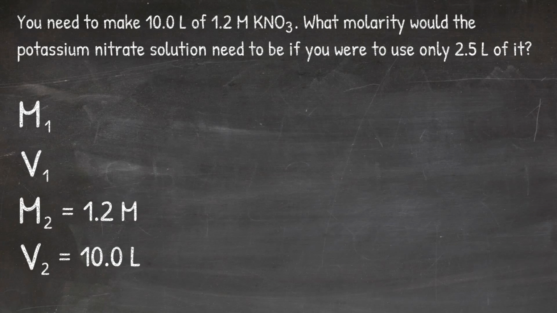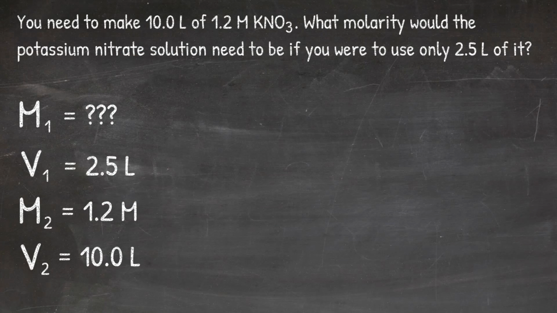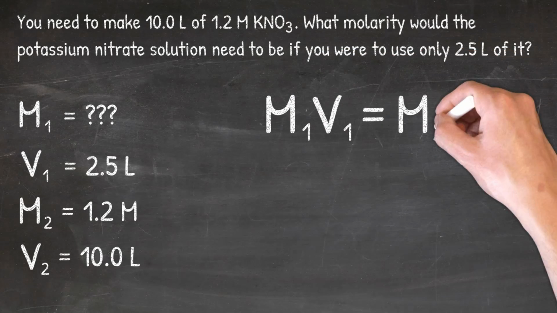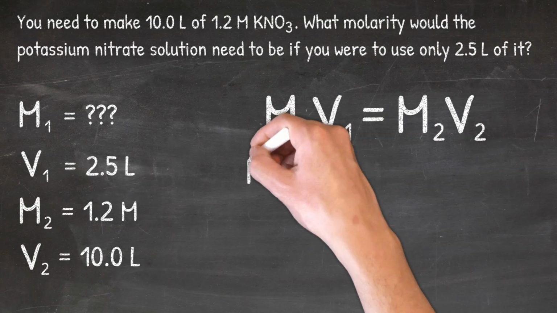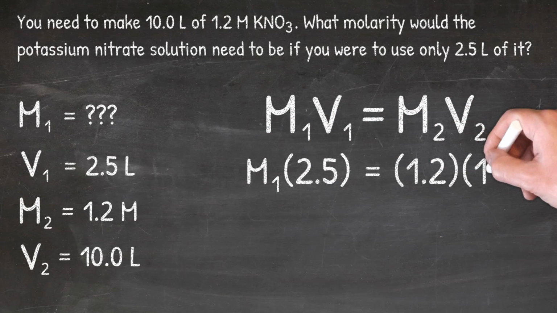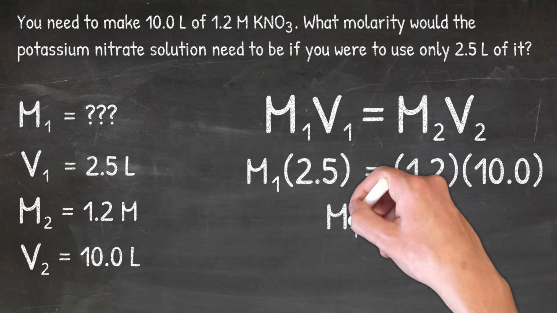What are we going to start with though? Well, as we read on in the question, we're going to start with 2.5 liters of the solution. So what would the molarity need to be that we start with in order to get our final solution? So I can take my numbers and plug them into our formula. I can plug in 2.5 for V1, 1.2 for M2, and 10 for V2. And to solve this, we will do 1.2 times 10 and then divide that by 2.5. That gives us a concentration of 4.8.